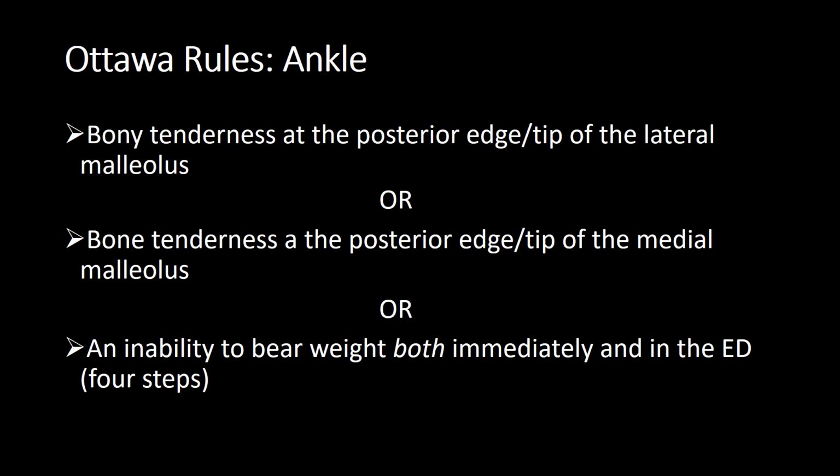So similar to the foot, we apply Ottawa rules to the ankle. This means that if clinicians apply these rules, they won't miss a significant bony injury. The rules of the ankle are that there should be bony tenderness at the posterior edge or tip of the lateral malleolus, or bony tenderness at the posterior edge or tip of the medial malleolus. And then you've also got an inability to weight bear both immediately at the time of injury and within the emergency department, which is 4 steps.